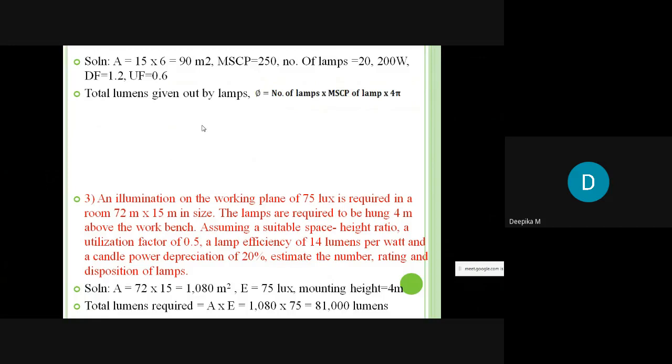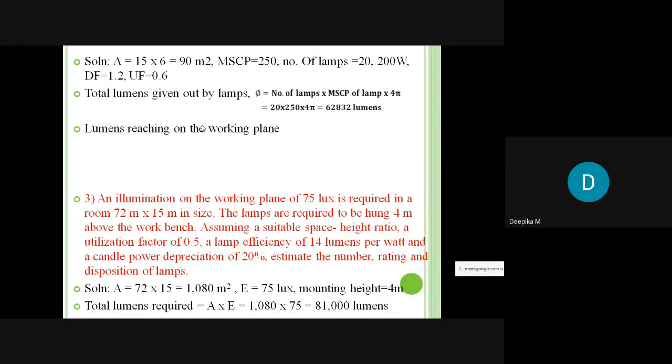So we had this formula, right, which is nothing but total flux divided by 4 pi into number of lamps. That will give you MSCP. But to calculate flux over here, it is number of lamps into MSCP of lamp into 4 pi. The number of lamps they have given is 20, and MSCP is 250, and 4 pi we know. Therefore you will get the answer, which is 62,832 lumens.